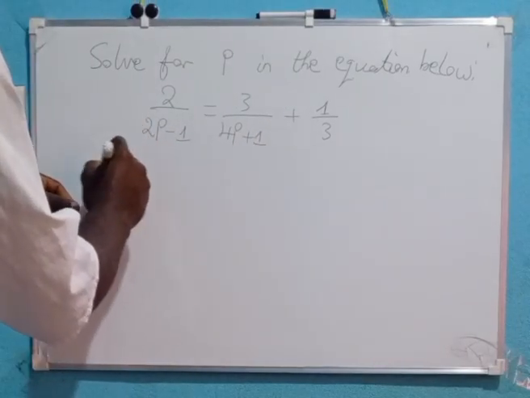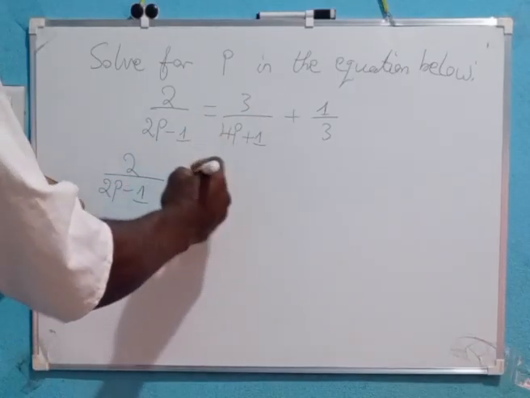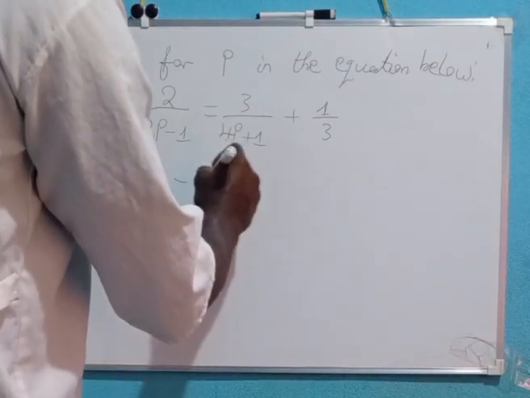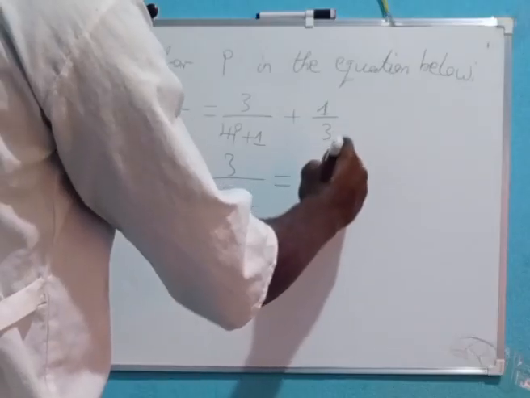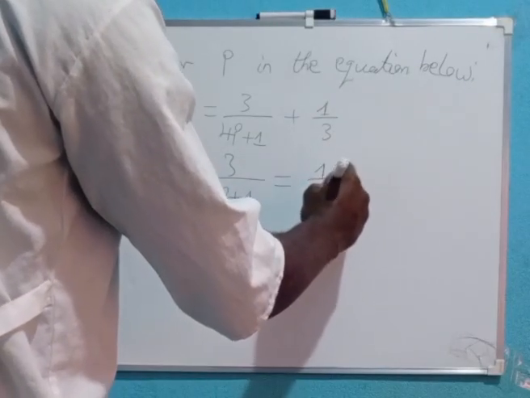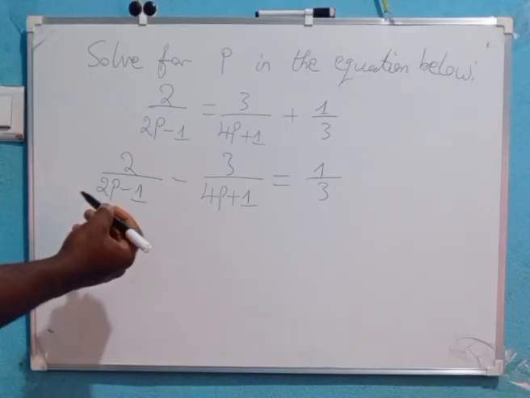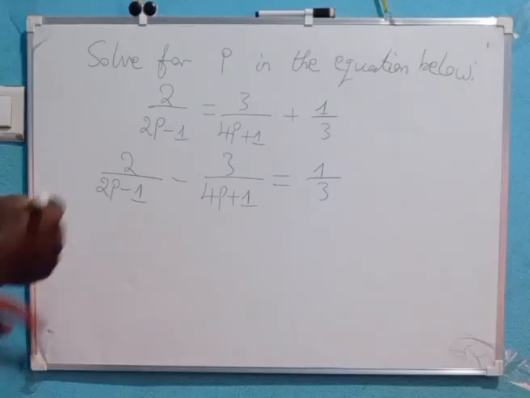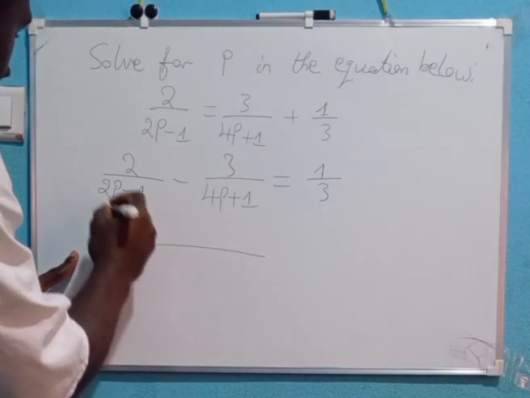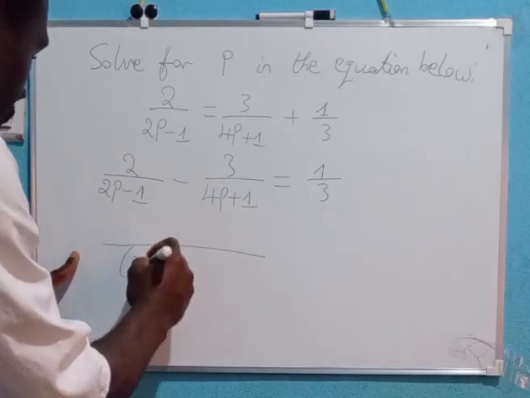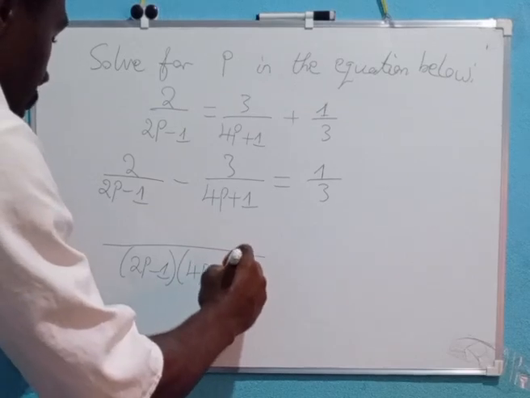This will give us 2 all over 2p minus 1. When it crosses, it becomes negative, minus 3 on 4p plus 1 is equal to 1/3. At the left hand side, we are going to find the LCM of the denominators of these two algebraic fractions. We are going to draw this horizontal line. The LCM of the denominators, we are going to take the product of 2p minus 1 and 4p plus 1.